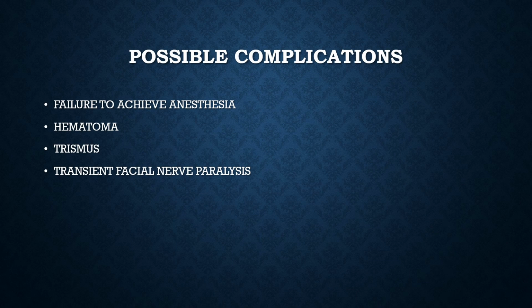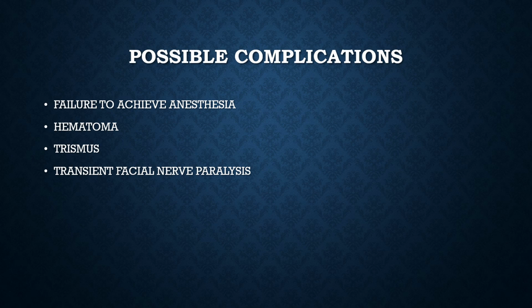So what are the possible complications you can get with an inferior alveolar nerve block? One would be failure to achieve anesthesia. In case we do not identify all the landmarks properly, there is a possibility that you may not be able to block the nerve well. The inferior alveolar nerve travels along with a vascular bundle, which is the vein as well as the artery. Damage to this vascular bundle can cause hematoma and bleeding into the soft tissues.